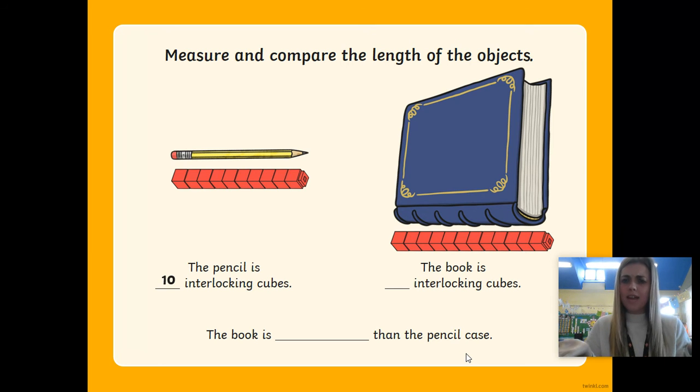How many cubes are there for the book? How long is the book in cubes? 12, 12 cubes. So the book is longer than the pencil.